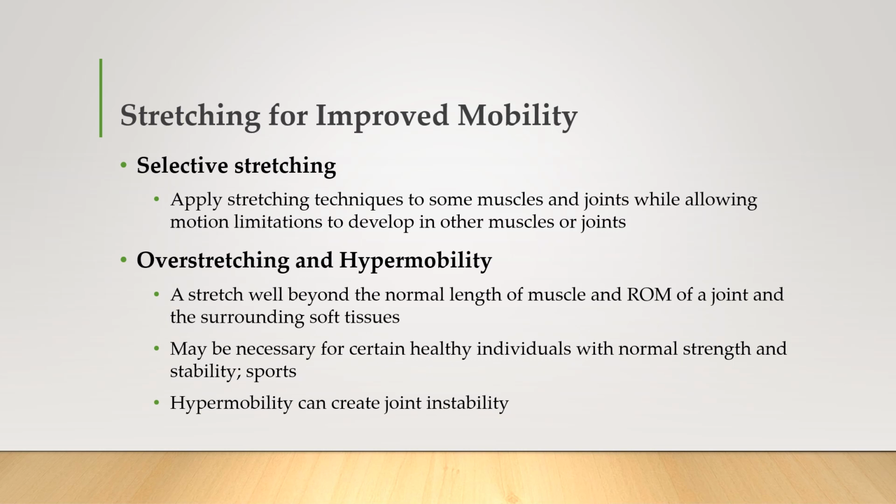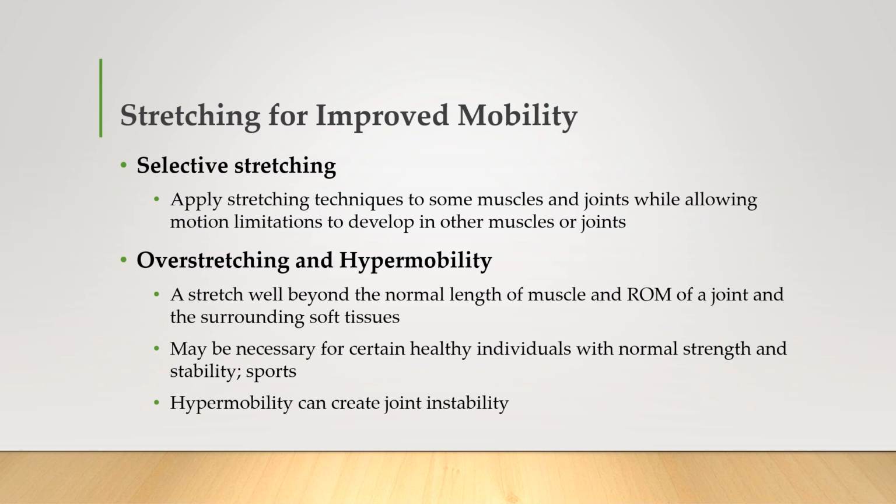The term selective stretching gives you an idea of what this really means. It's exactly what it sounds like. We're applying stretching techniques to some muscles and some joints while allowing motion limitations to develop in other muscles or joints. This is going to be really important for our patients who have spinal cord injuries, TBIs, where there is spasticity and there's an inability to really make improvements with certain functional tasks. So we're going to talk about a tenodesis grip here in a second.